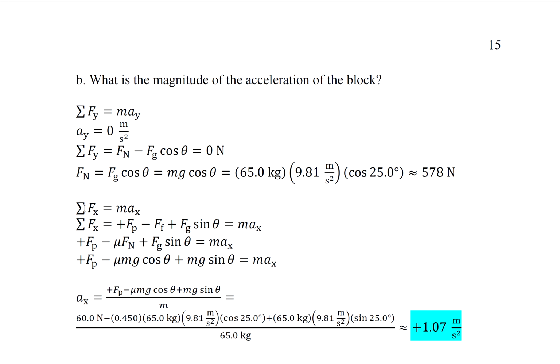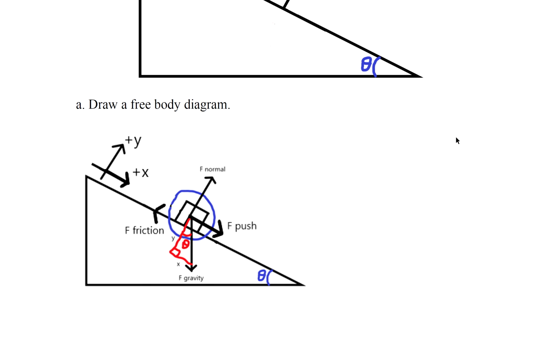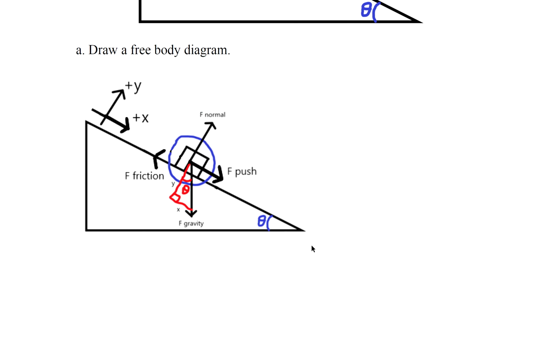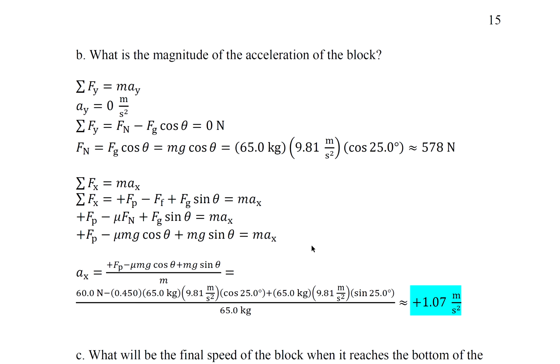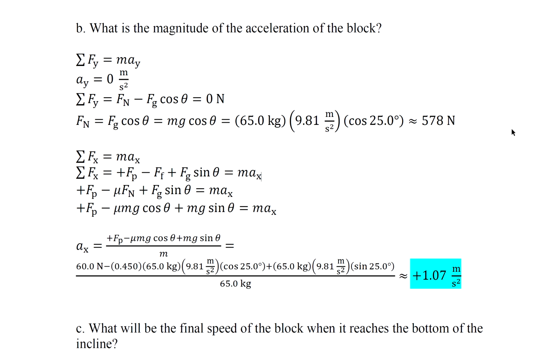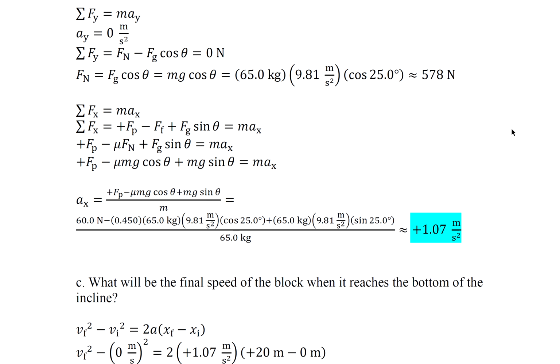Now sigma F sub x equals ma sub x. What forces do we have in the x-axis? It's force of push minus force of friction plus force of gravity sine theta. That's how we get this equation. Solve for a sub x. We know force of friction is mu times force normal.